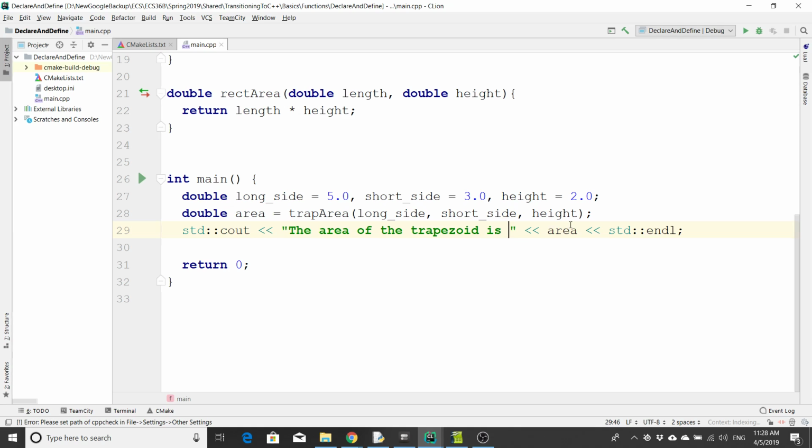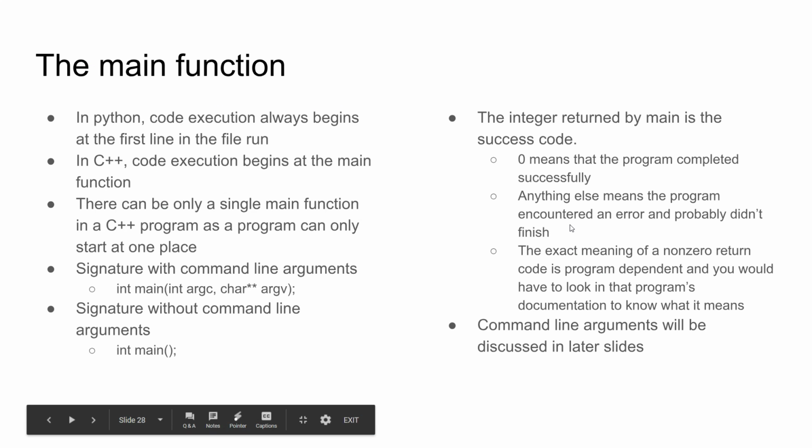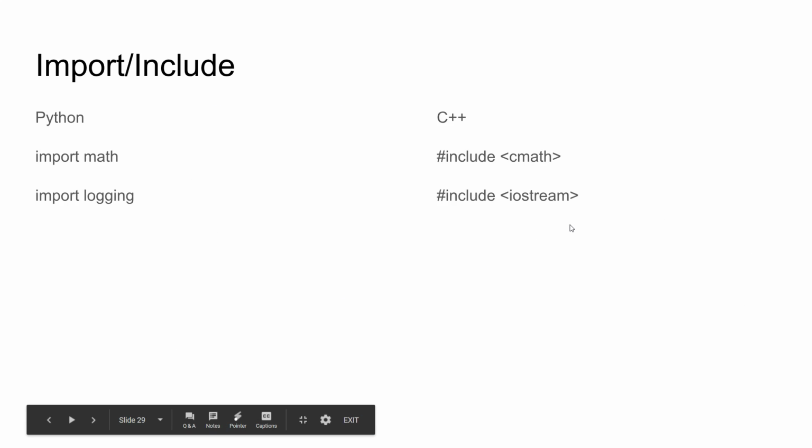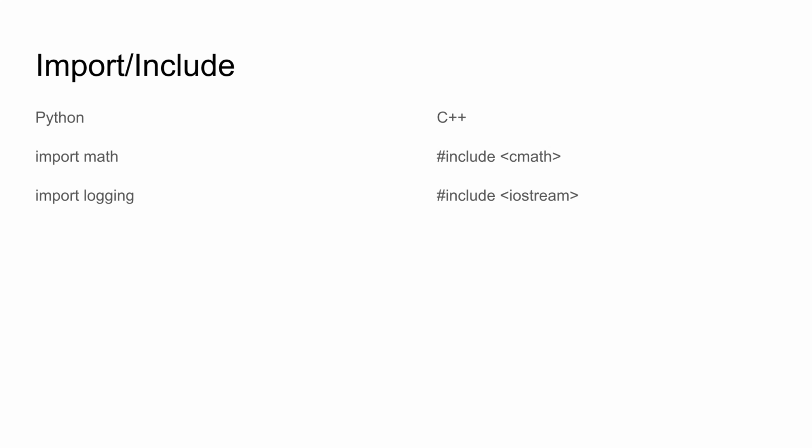So you set them to return by the errors? Correct. You would return the specific number, which is why your errors are specific to your program. Anything else? That's main. So import and include in Python, right?